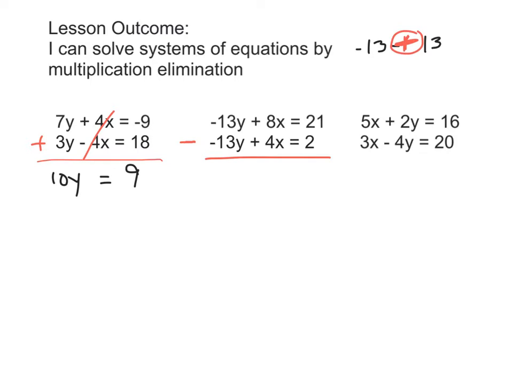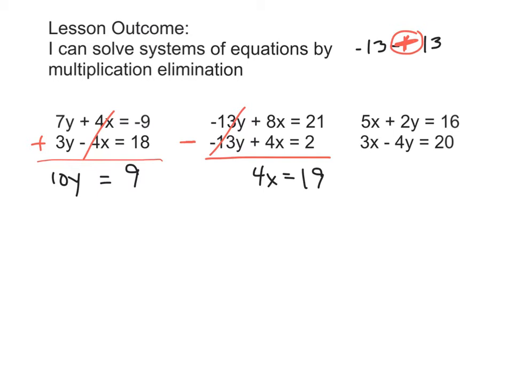What's negative 13 plus 13? Well, that's 0. So these would cancel. And then we would have 8x minus 4x, and 8x's minus 4x's is 4x equals, and then we've got 21 minus 2, which is 19. And again, we would go ahead and solve. Now, neither of these turn out to have a whole number solution, but I'm not planning to carry these problems out anyway.